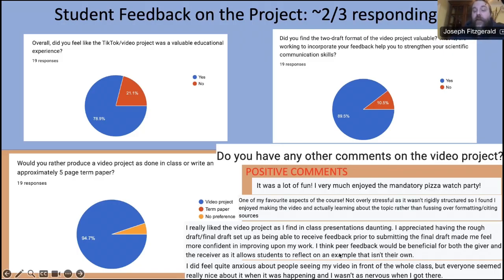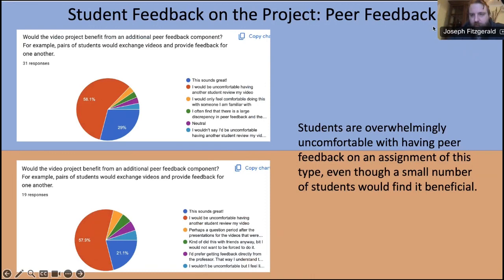One person says, interesting, and it's something I thought about quite a bit. One person says, I think peer feedback would be beneficial for both the giver and the receiver, as it allows students to reflect on an example that isn't their own. And so I took that and I actually asked the students directly what they thought of including a peer feedback component. This is also something that could alleviate some of the grading pressure.